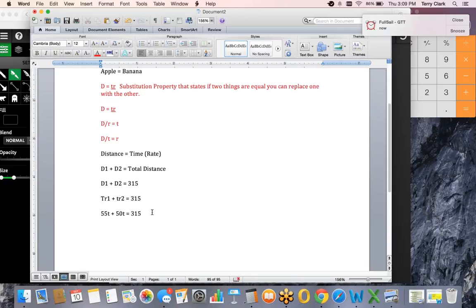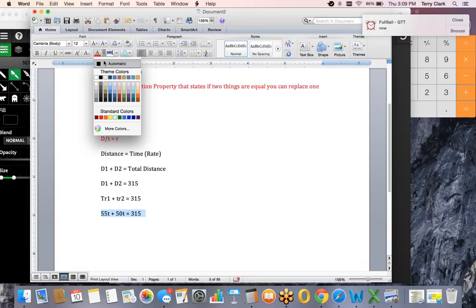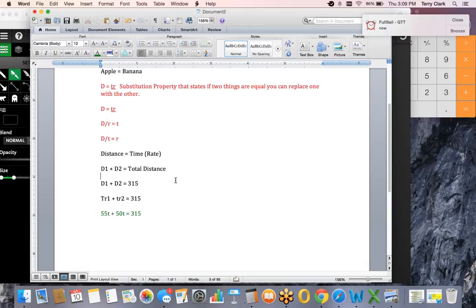Now, once we get to this point right here, it's all math. We've now converted all of the English, all the language, to math. At this point, it becomes a linear equation. We've got two expressions, an expression on the left and an expression on the right. We've got 55t plus 50t. We can add those together and get 105t, and then that's going to equal 315.